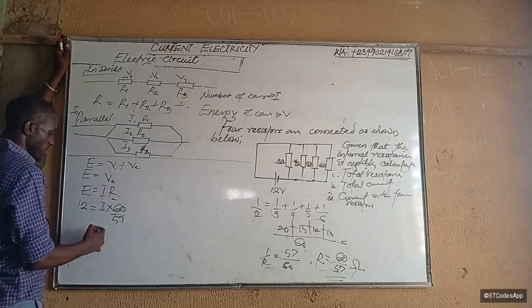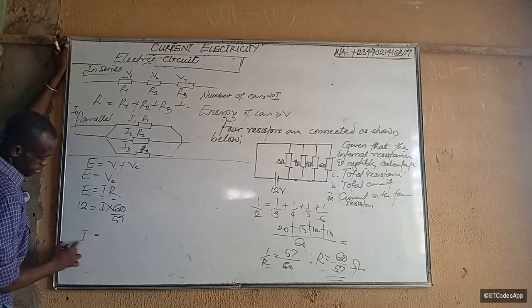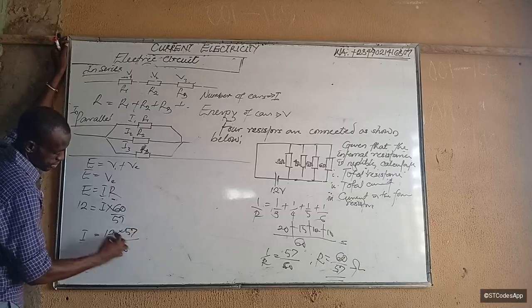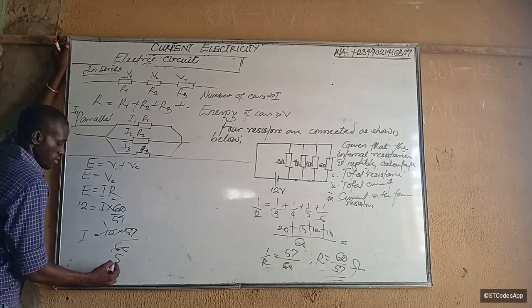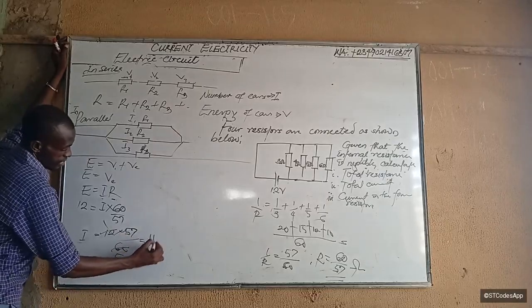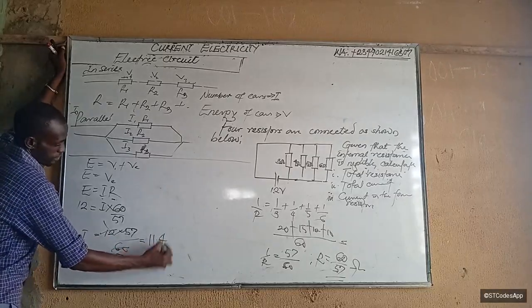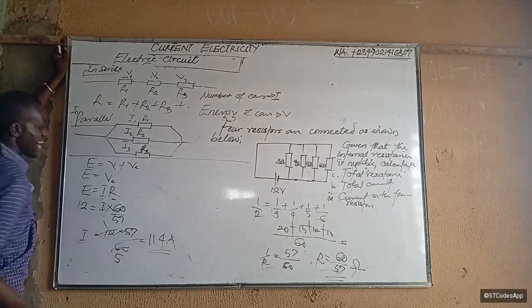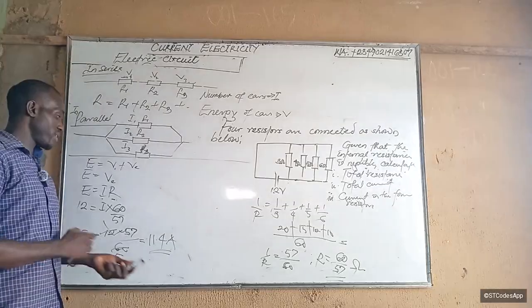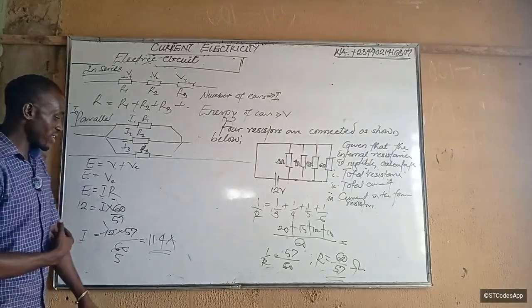Alright, so you cross multiply, and the current becomes 12 times 57 over 60. Five in 57... that becomes 11.4 amperes. Wow, that is very great. That's the amount of current that is delivered given the voltage.